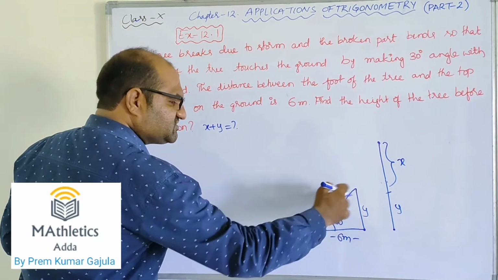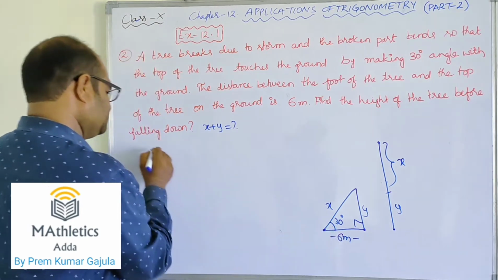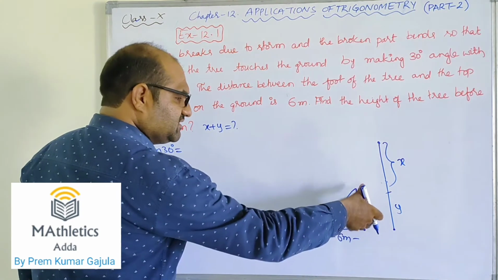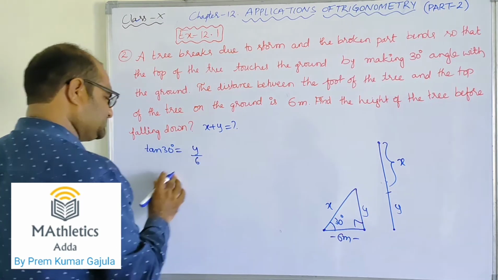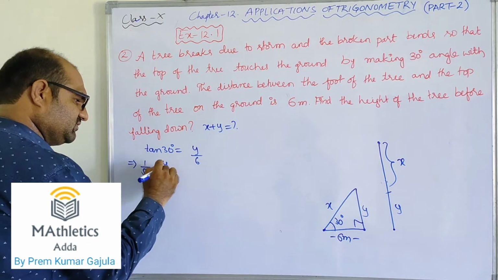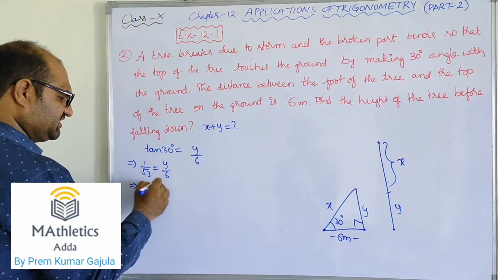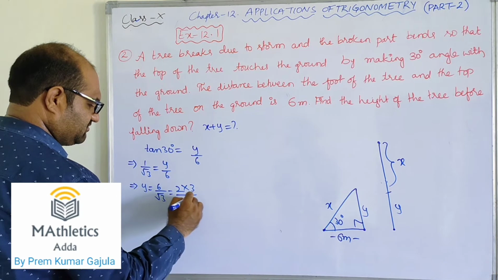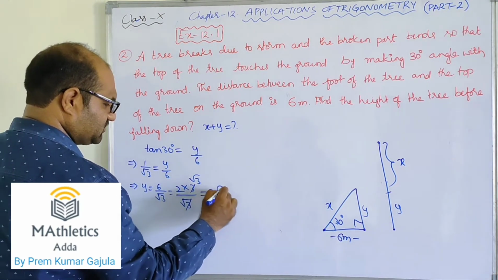Now I am applying in this triangle, this is the right angle here. In this right angle triangle I am applying tan 30. If you apply tan 30 degrees, what will you get? Opposite side by adjacent side, that is y by 6. We know that tan 30 value is 1 by root 3, that is equal to y by 6. We want only y, so shift that side, 6 by root 3. 6 we can write as 2 into 3 by root 3. This root 3 and 3 get cancelled, you will get root 3 here, that is 2 into root 3, 2 root 3.